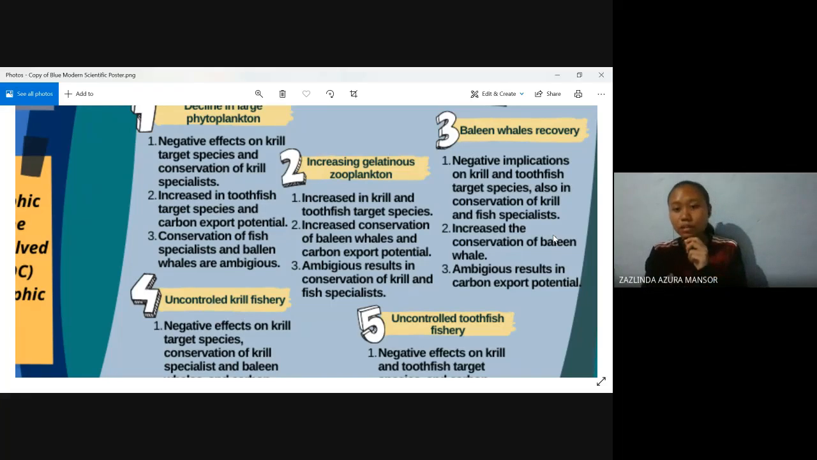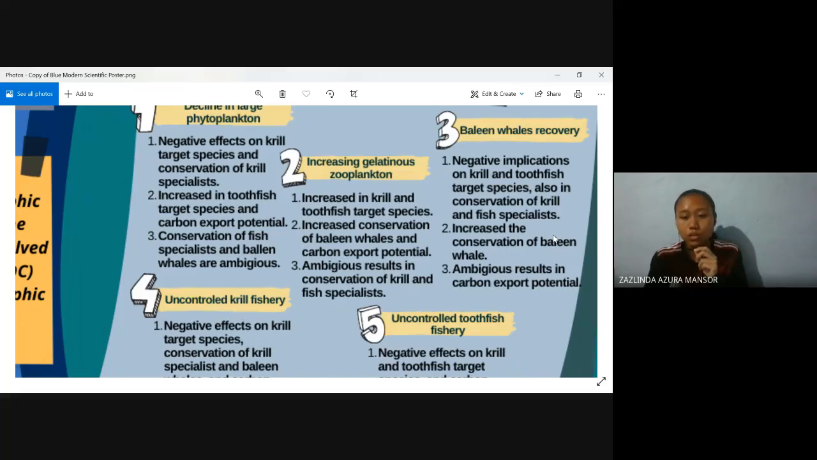The third scenario is an increase in baleen whale recovery. The first result is it will give a negative impact on the krill and fish target species, also on conservation of krill and fish specialists. Here we can see that the baleen whale has shown top-down forcing, meaning if species at the top of the food web are directly affected by an external force, then consumer pressure from the top down through the food web can cause a shift in the relative abundance of lower trophic level species like krill target species, fish target species, and conservation of krill and fish specialists.